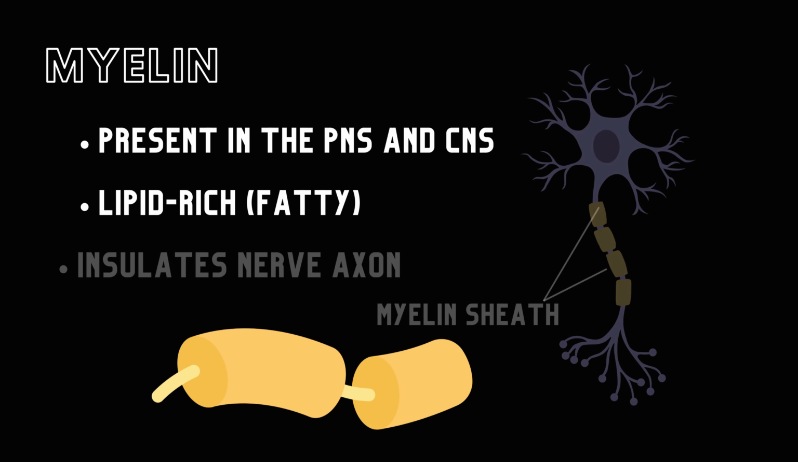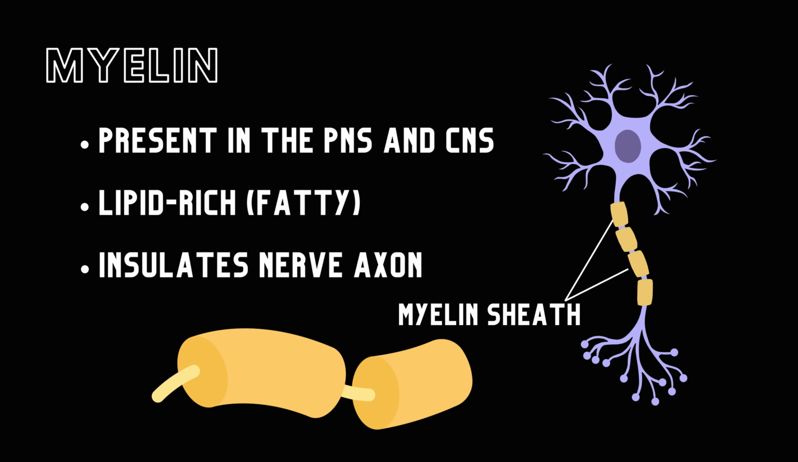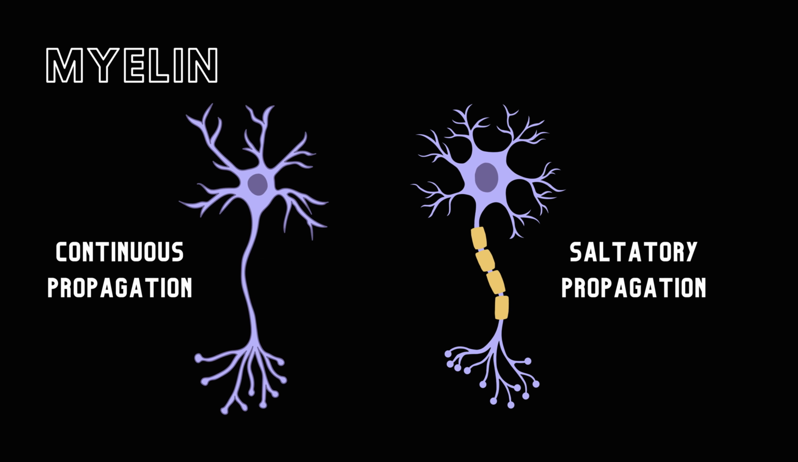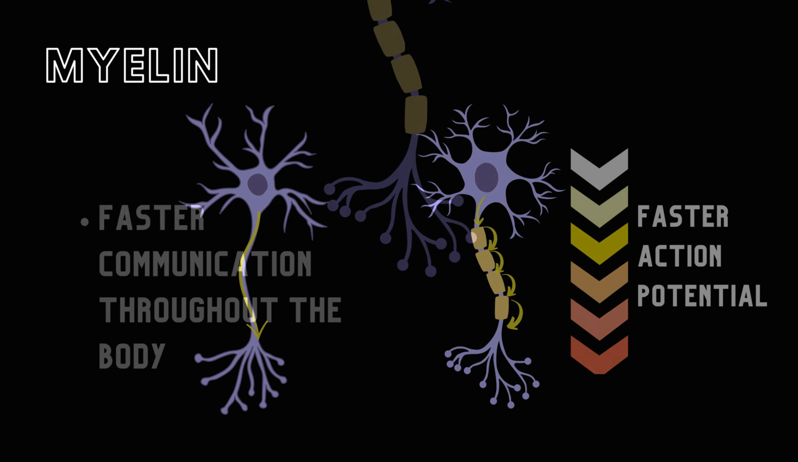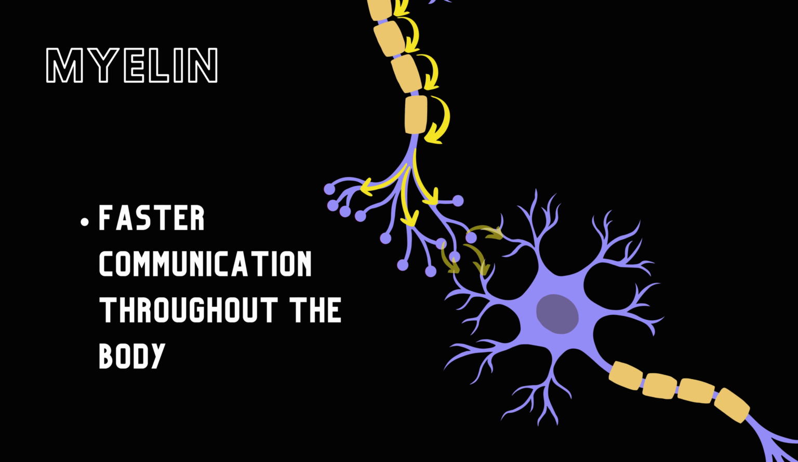Myelin is a critical component of both the PNS and CNS. This lipid-rich sheath insulates specific nerve axons. Unmyelinated axons transmit an impulse via continuous propagation, whereas myelination enables saltatory propagation, where the nerve impulse moves much faster down the axon by jumping over the myelin. A faster action potential is important for communication throughout the body.